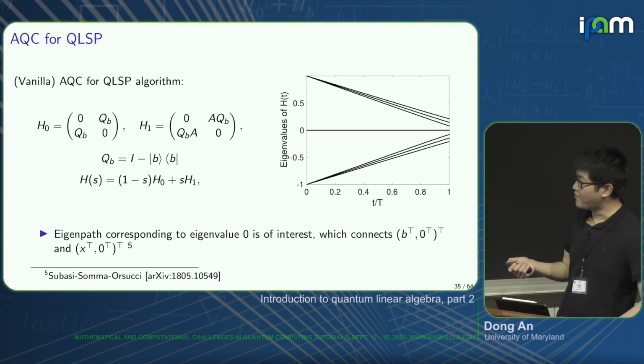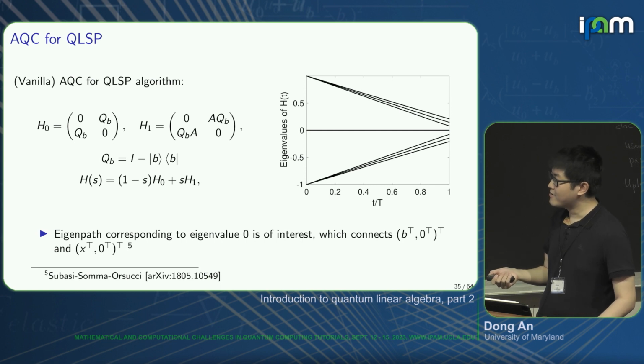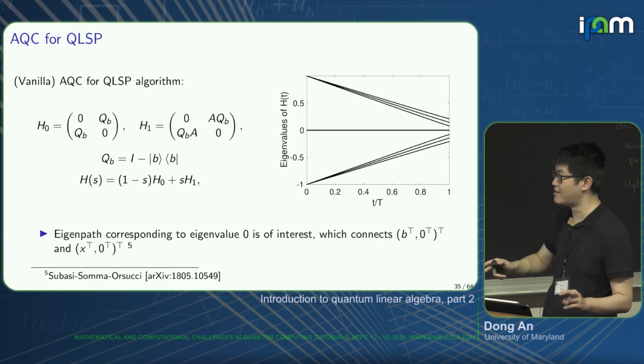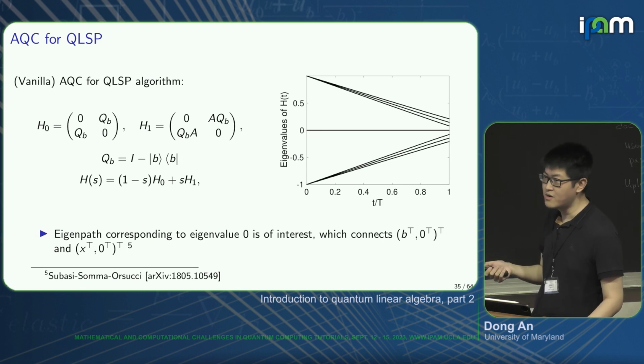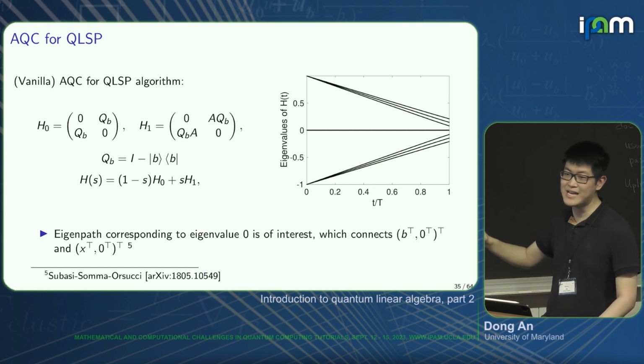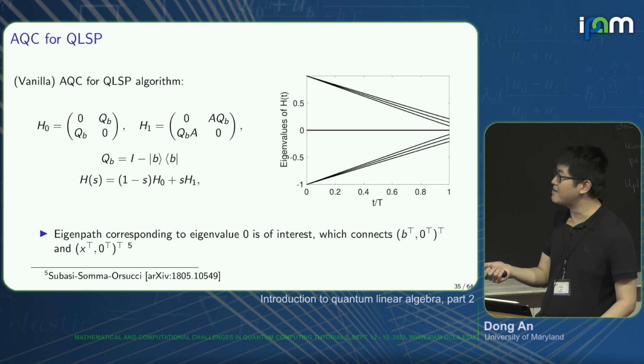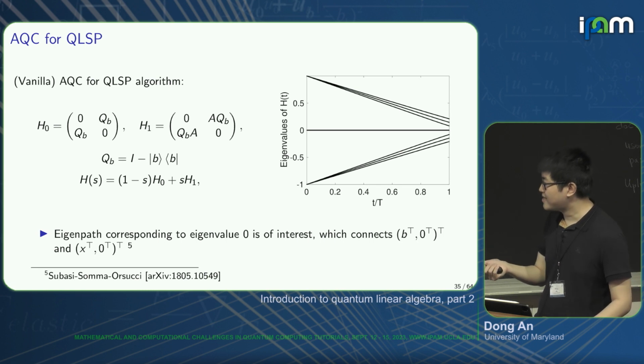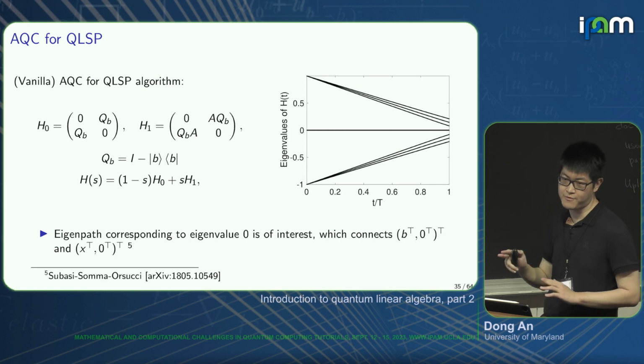That is, for example, for H1, you can check that my vector x0 is an eigenstate of this H1 corresponding to the 0 eigenvalue. Just multiply this H1 on the vector x0, and then you can check that. For H0, we have a very easy eigenstate, which is exactly b0, because we assume that we know b. And then you can check that b0 is the eigenstate of H0 corresponding to the 0 eigenvalue. And the even better thing is that these two vectors are connected by an adiabatic path which is separated from the rest of the spectrum.